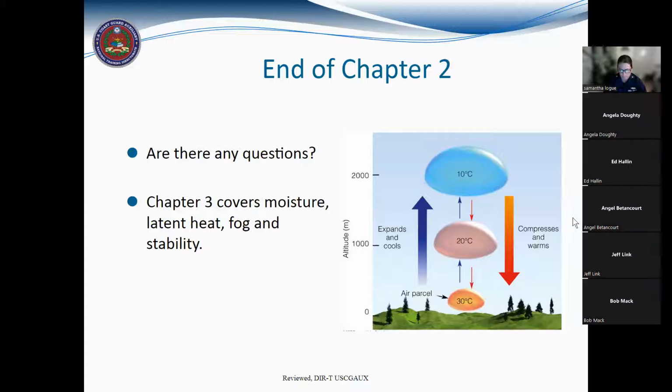Ed, how about number 20? The solid lines on a 500 millibar chart are ISO heights. ISO heights.